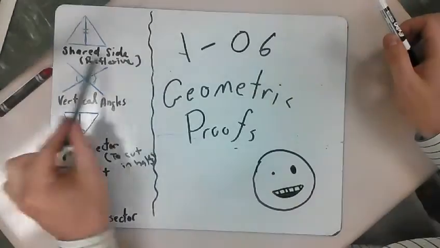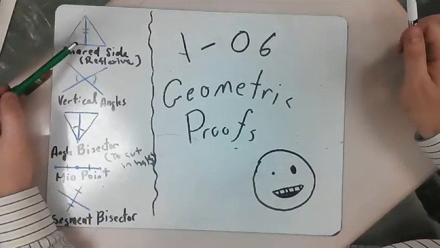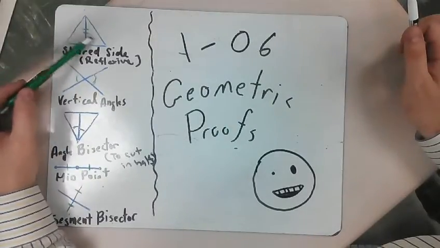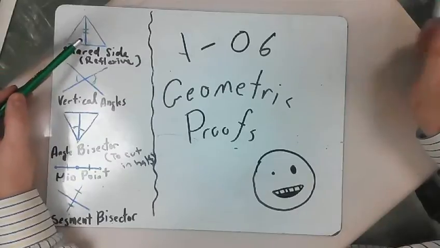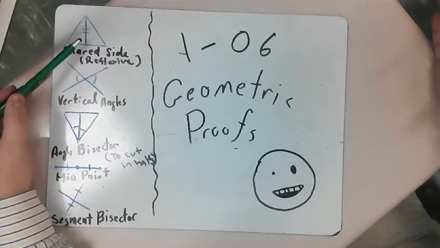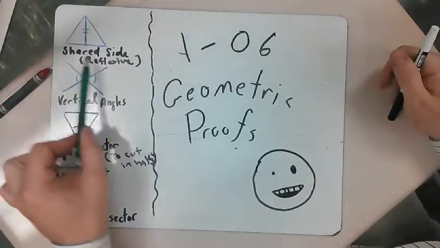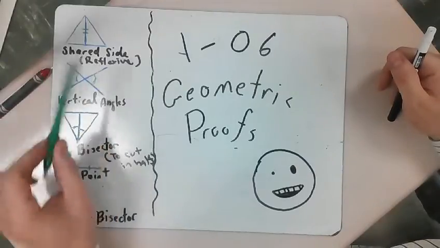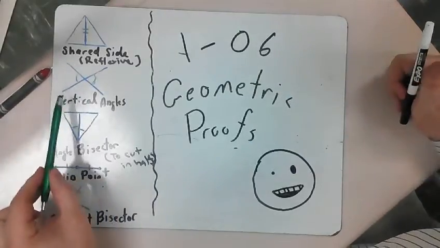So first is the shared side. The shared side is simply saying that if you have two shapes, such as triangles, sharing a side, the side can be congruent to itself, or equal to itself. This is also called the reflexive property. Just recognize that word when you see it.